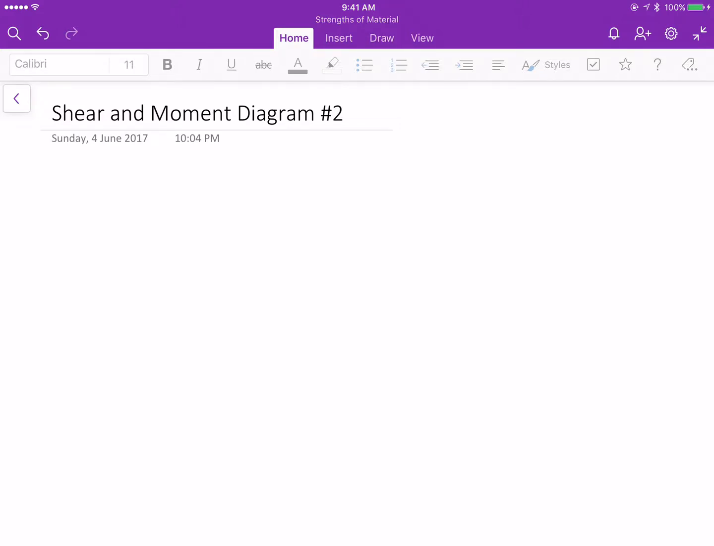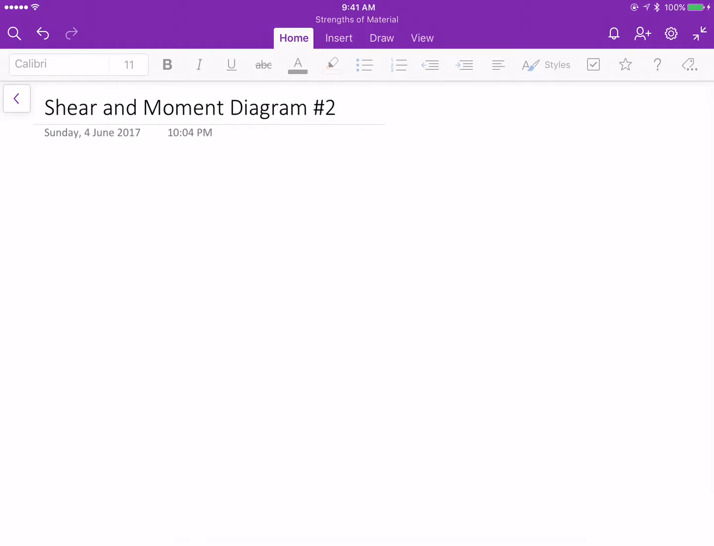Welcome back, guys. Today, due to many requests that I received from students in the class that they wanted to see another example of the shear and moment diagram, I'm going to put up a typical structure here that most probably will tell all stories about how we go about drawing the shear and moment diagram. Okay, I'm going to start by giving you the structure.